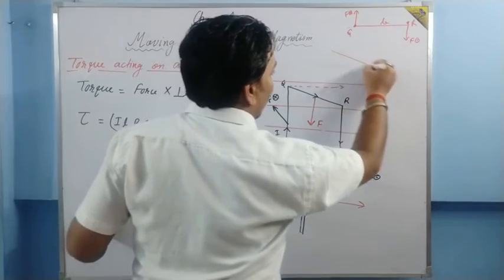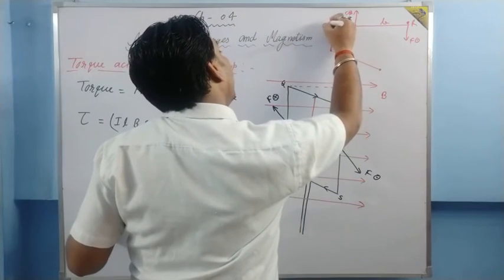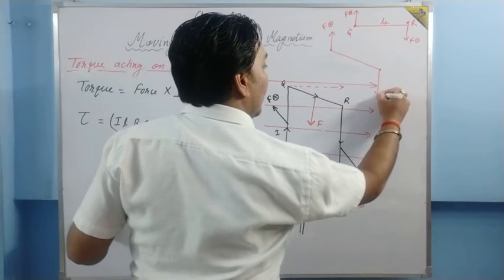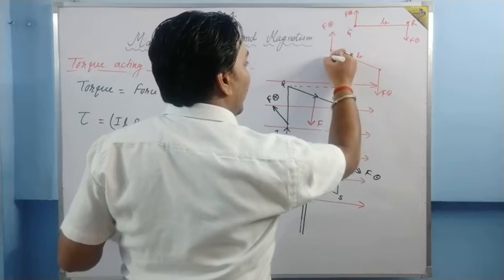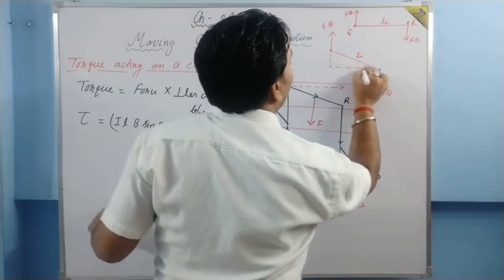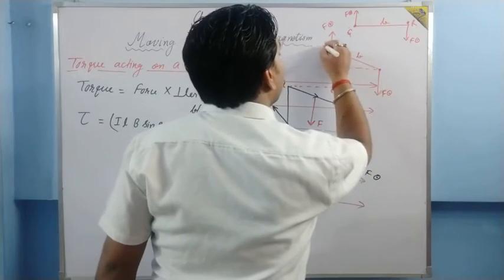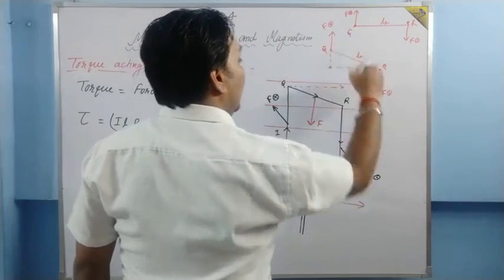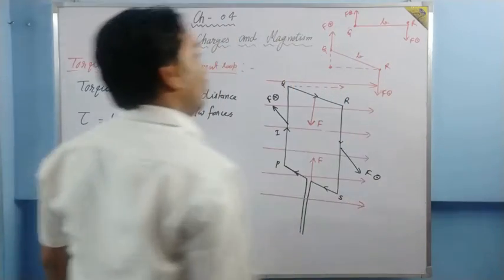Now this is a bit tilted. On this side the force is inward, on this side the force is outward. This is your B. So what is the perpendicular distance between them? This is going to be the perpendicular distance. If this is P, this is Q, this is Q and this is R, this is the perpendicular distance we have to take.